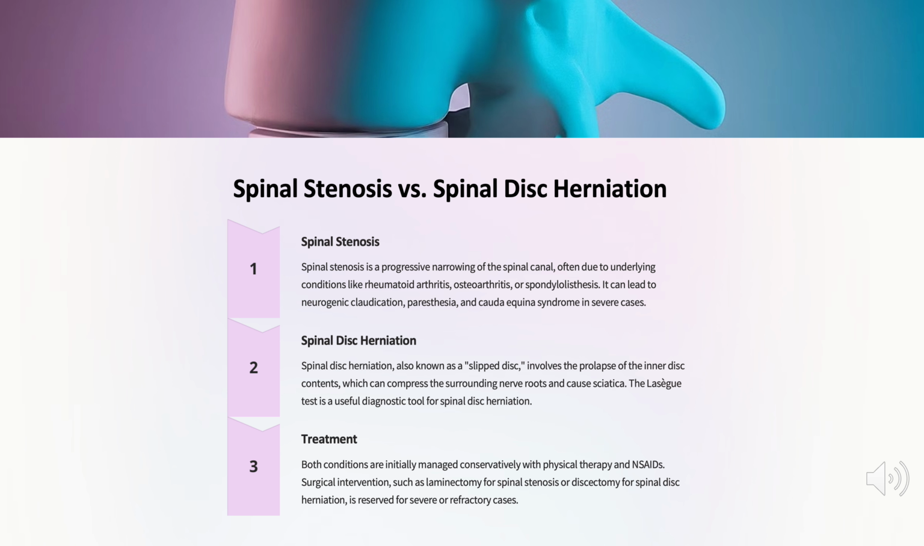On the other hand, spinal disc herniation, commonly known as a slipped disc, occurs when the inner contents of the spinal disc protrude outward, potentially compressing nearby nerve roots and causing symptoms such as sciatica. The Lasègue test, which involves raising the leg while lying down, is a helpful diagnostic tool for identifying spinal disc herniation. Initially, both conditions are managed conservatively with approaches like physical therapy and nonsteroidal anti-inflammatory drugs, NSAIDs.